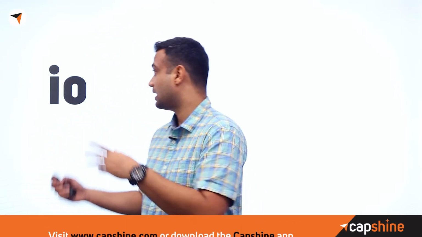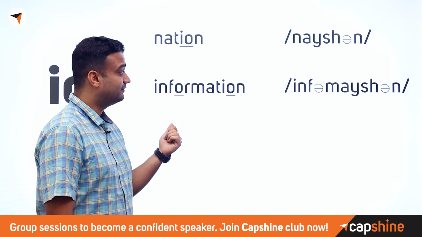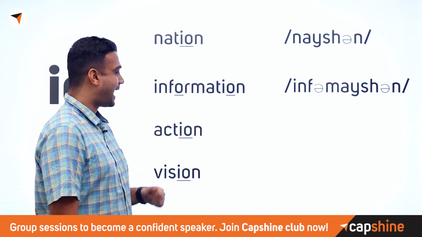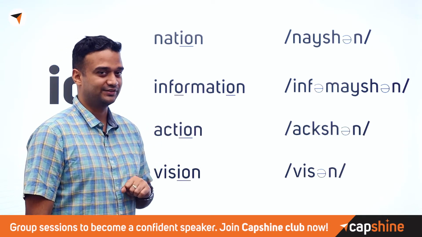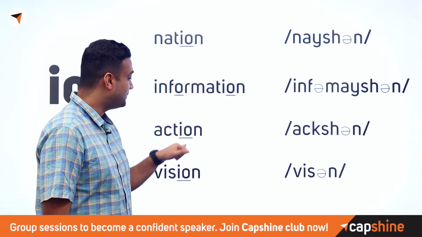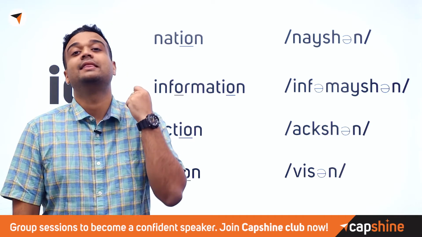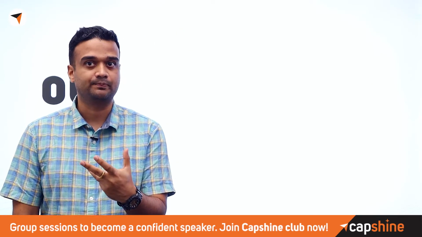Same with the letters I-O. For example, nation, information, both use the schwa sound. Action and vision use the schwa sound as well, right? So even though you may be tempted to pronounce the I and O together in a very strong way, they actually use a soft schwa sound instead.